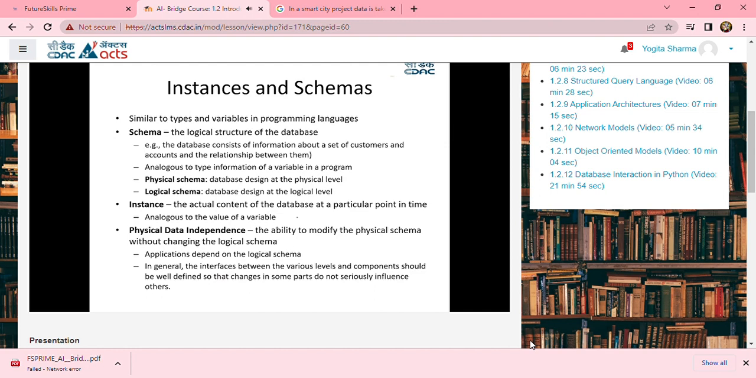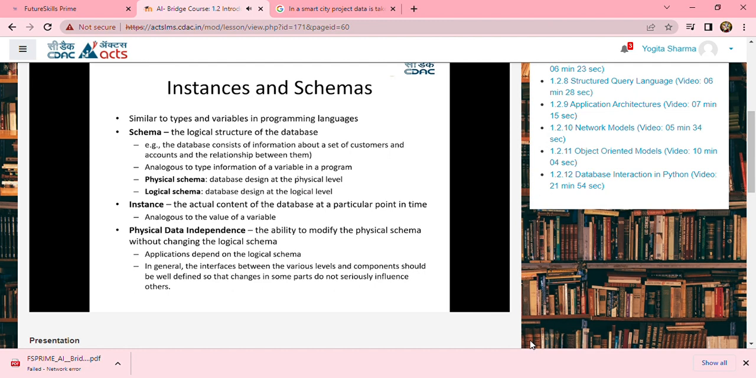Now, based on this particular view, every database management system contains certain schemas and instances. Similar to types of variables in a programming language, in a database management system we have schema, instance, and physical data independence. Let us understand what the schema is. The schema is nothing but the logical structure of the database. That means the database consists of information about a set of customers and accounts and the relationship between them. So this is the schema.